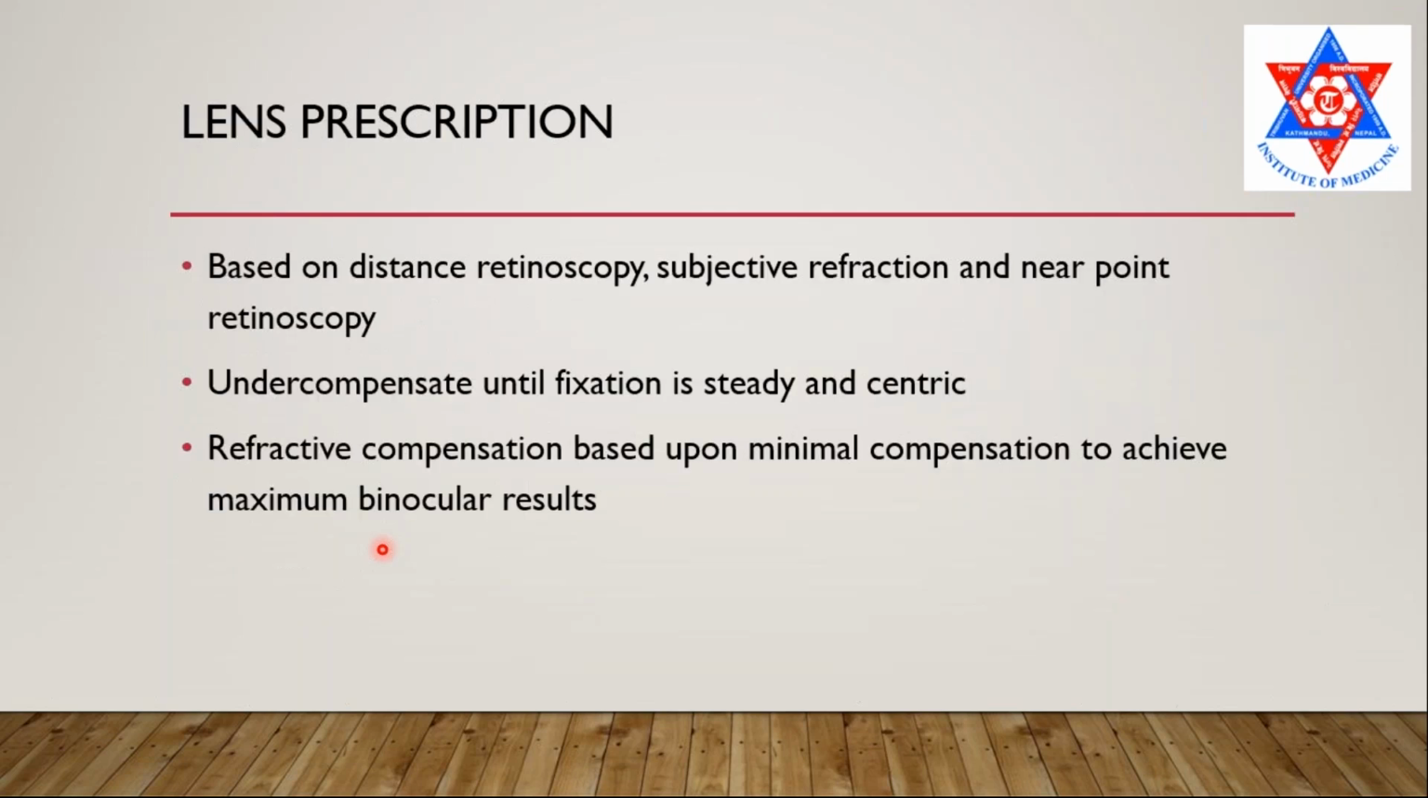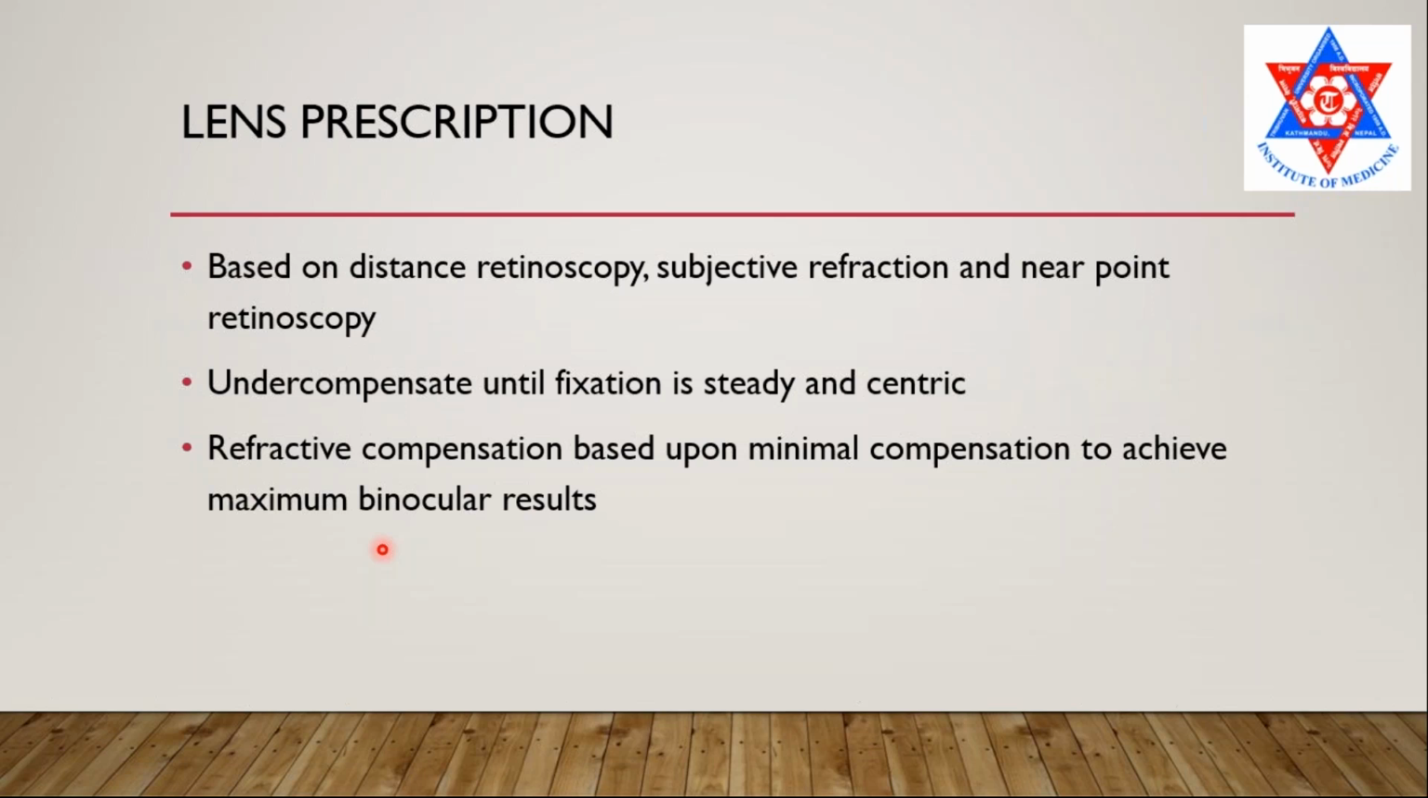So coming first to lens prescriptions. I hope we have all come across many cases of refractive amblyopia. After diagnosing and evaluating the patients, this is the first step in management. This first step plays a vital role in the later management of amblyopia. The lens prescription is basically based on distance retinoscopy. In most cases, cycloplegic correction is also done, along with subjective refraction and near point retinoscopy.